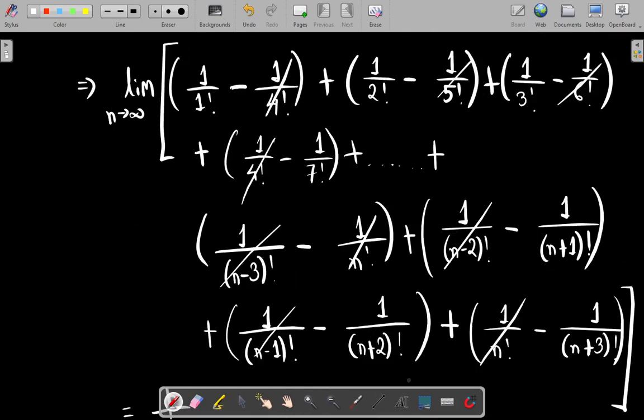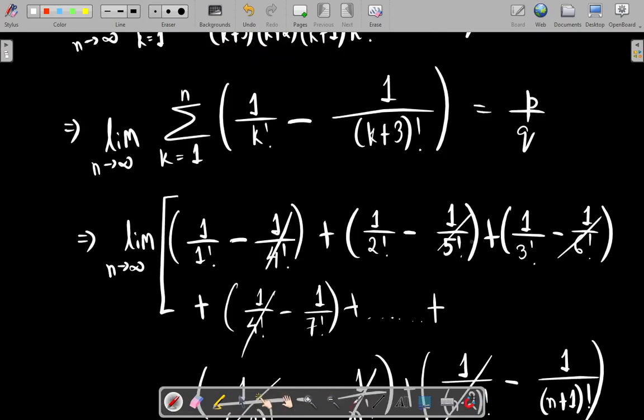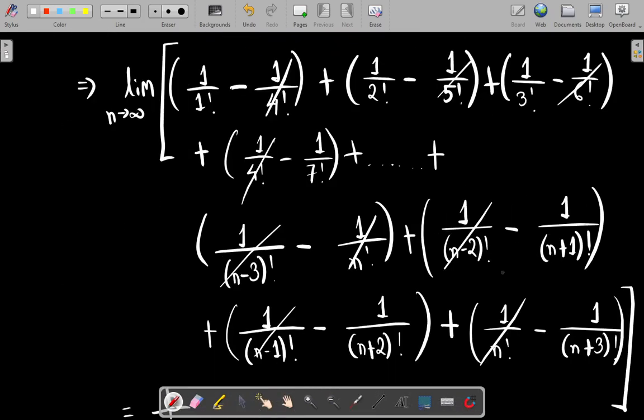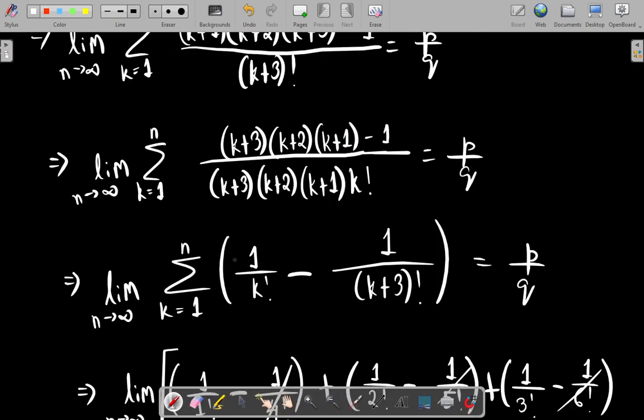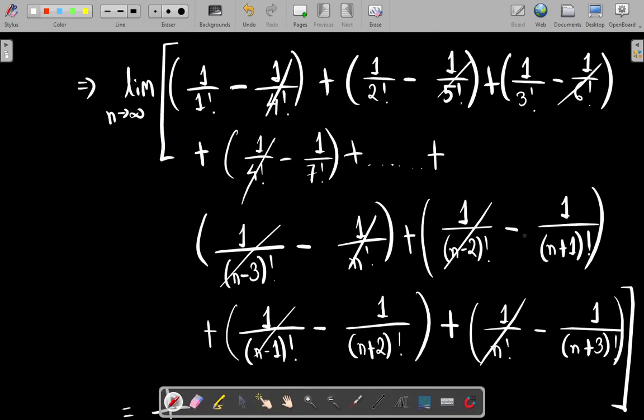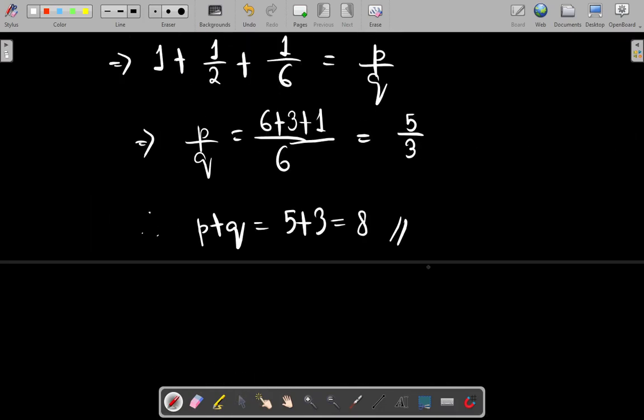Okay, so I just tried to show this whole expansion, this cancellation of terms. You can do it directly also. If you know this formula, you can do it in fewer steps. I just wanted to show this expansion and this cancellation of terms. So this is the required final answer.